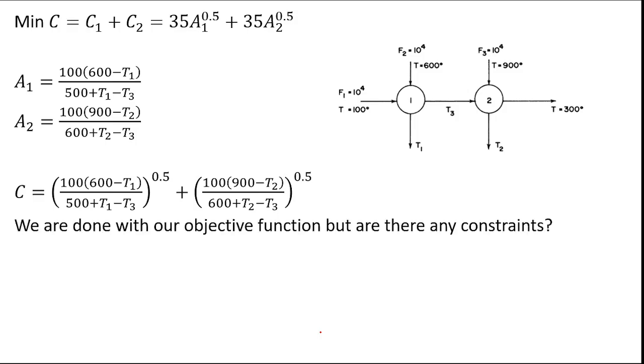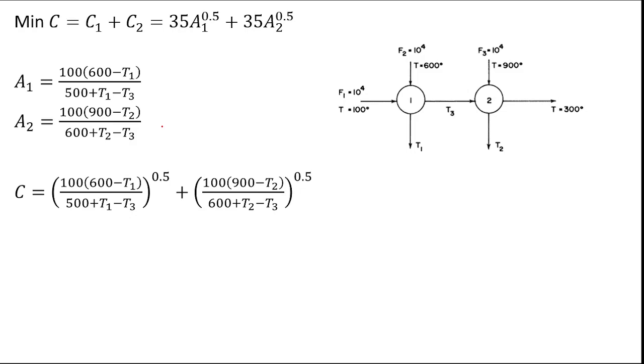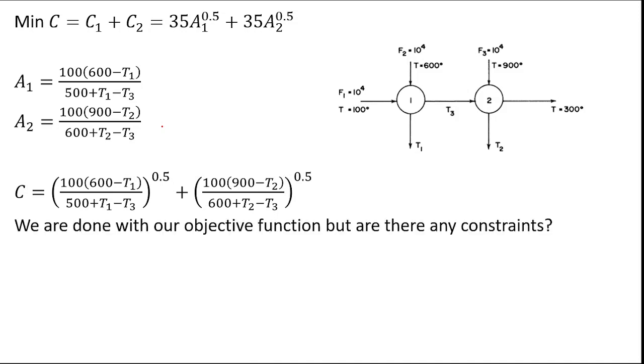So these are the two expressions we have. The question said it is 35A1 to the power 0.5 plus 35A2 to the power 0.5. So we replace A1 and A2 with our new expressions, and this becomes our cost function, so the objective function in terms of the temperatures. Okay, so we are done with the objective function, but now let's consider, are there any constraints?